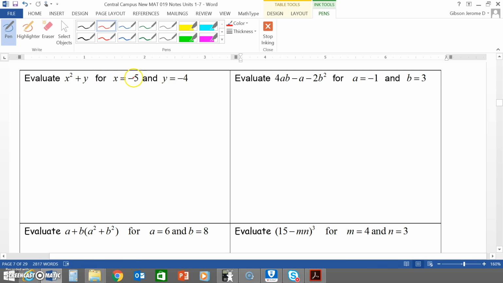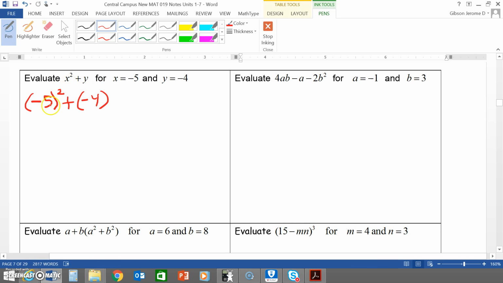So the first thing we want to do is substitute in for x and y. So wherever x appears, we'll put in -5, and we'll put in parentheses. And then we will put in -4 for y, and we also will put that in parentheses. This is very important, especially when we're dealing with exponents.